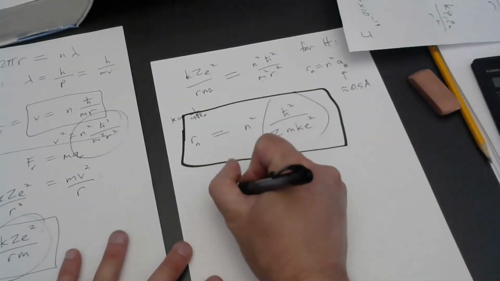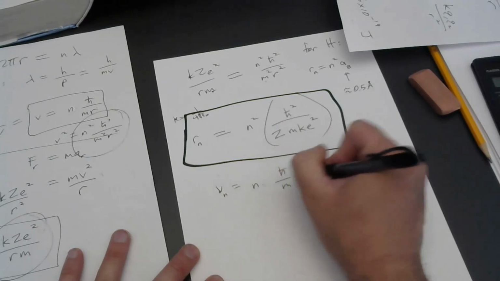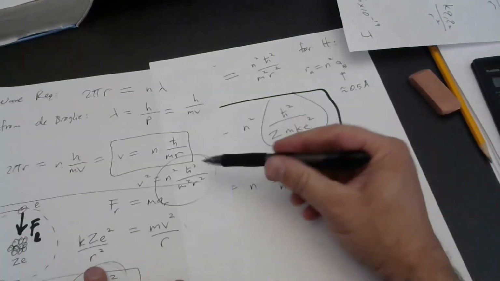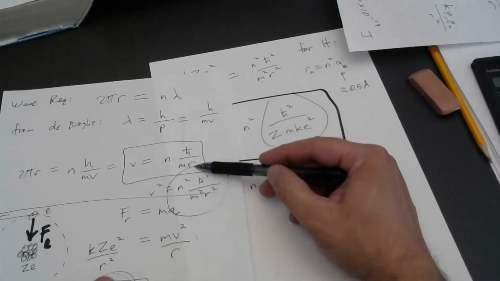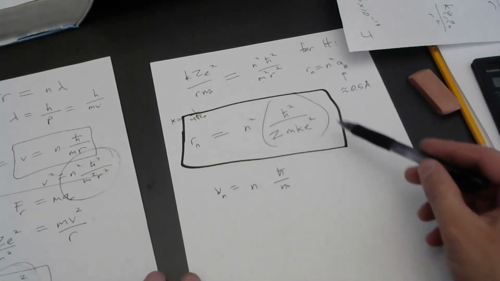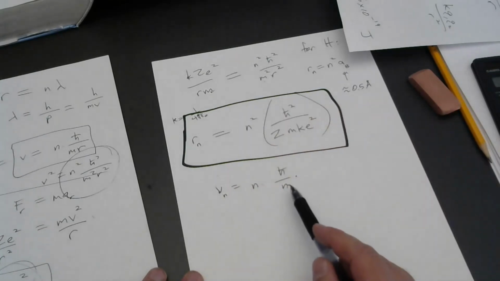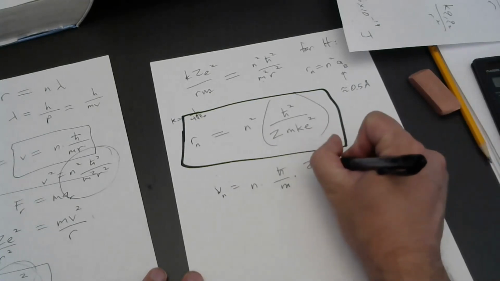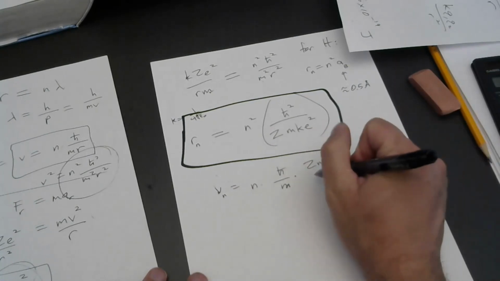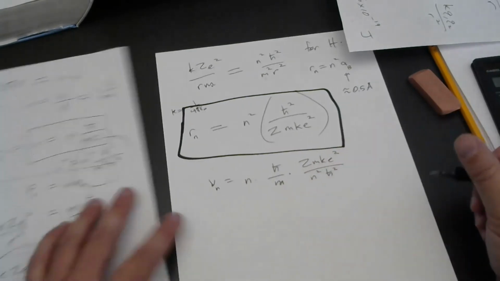So the nth speed would be n times h bar over m r. Dividing by r is the same as multiplying by the reciprocal of r. So all I'm going to do is multiply by the reciprocal of all this, that would be my way of dividing by r. That gives me Z m k e squared over n squared h bar squared.